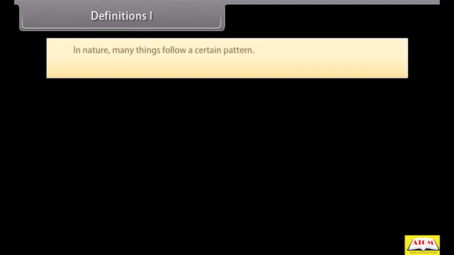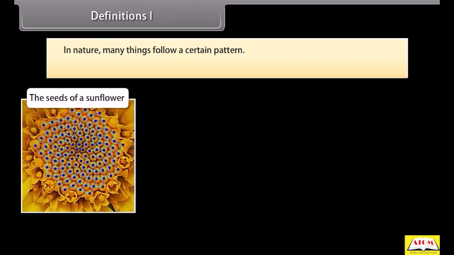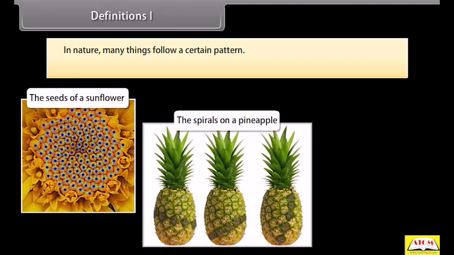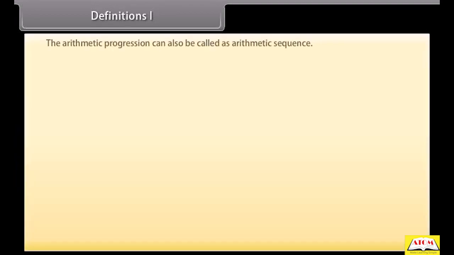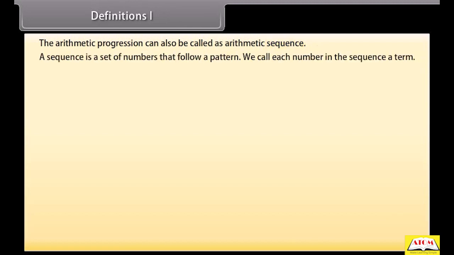Definitions 1. In nature, many things follow a certain pattern, such as the seeds of a sunflower, the spirals on a pineapple, the pattern on a cactus, and so on. Arithmetic progression is a study of one of such patterns. The arithmetic progression can also be called arithmetic sequence. Before talking about arithmetic sequence, let us know what a sequence is. A sequence is a set of numbers that follow a pattern. We call each number in the sequence a term.